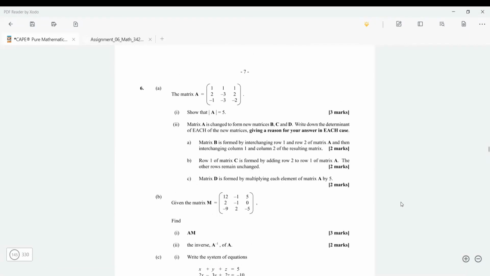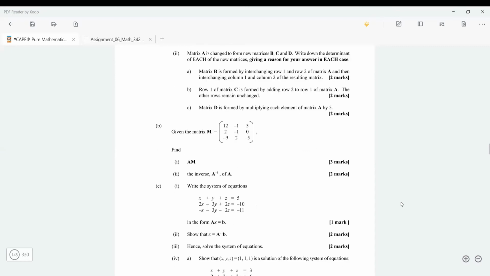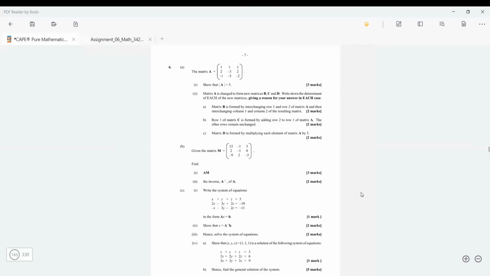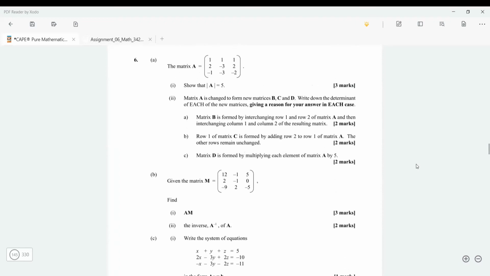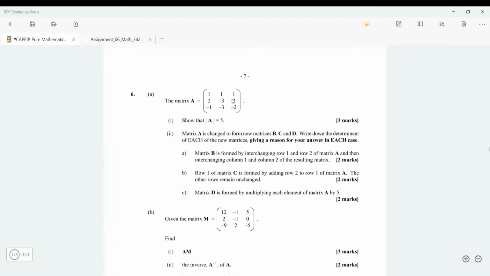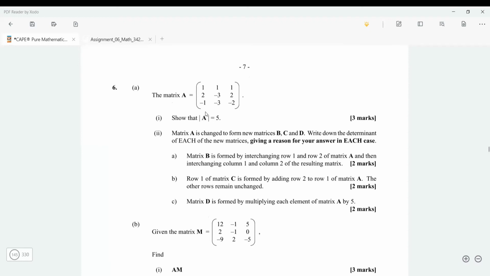Moving right along now, we see that this is a full matrices question, so we don't have anything to worry about. Let's start with the first part, part A. You give us a matrix. A is this right here. Show that the determinant of A is 5. So can I copy these numbers? We shall see.